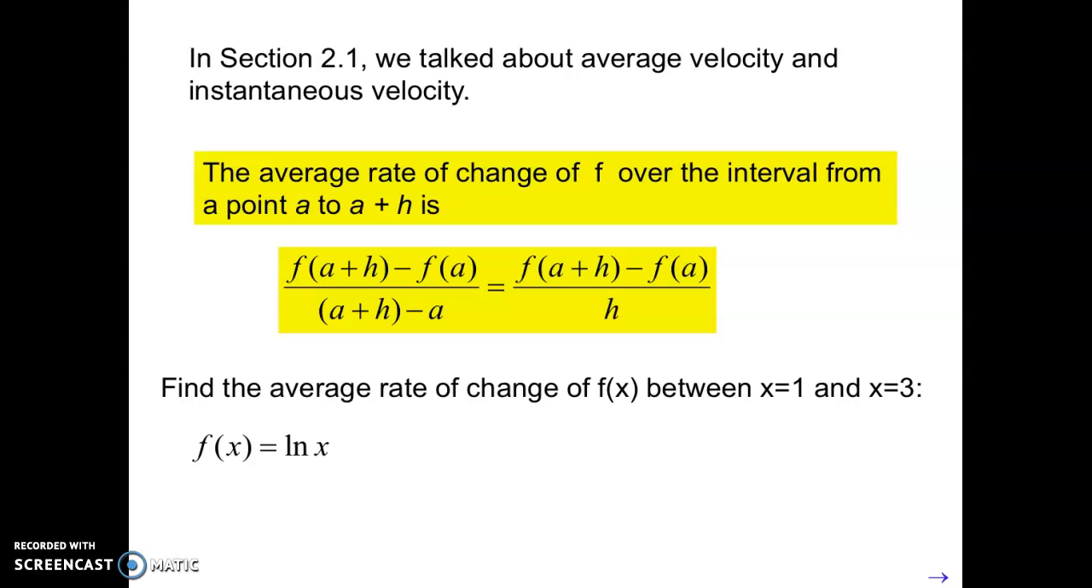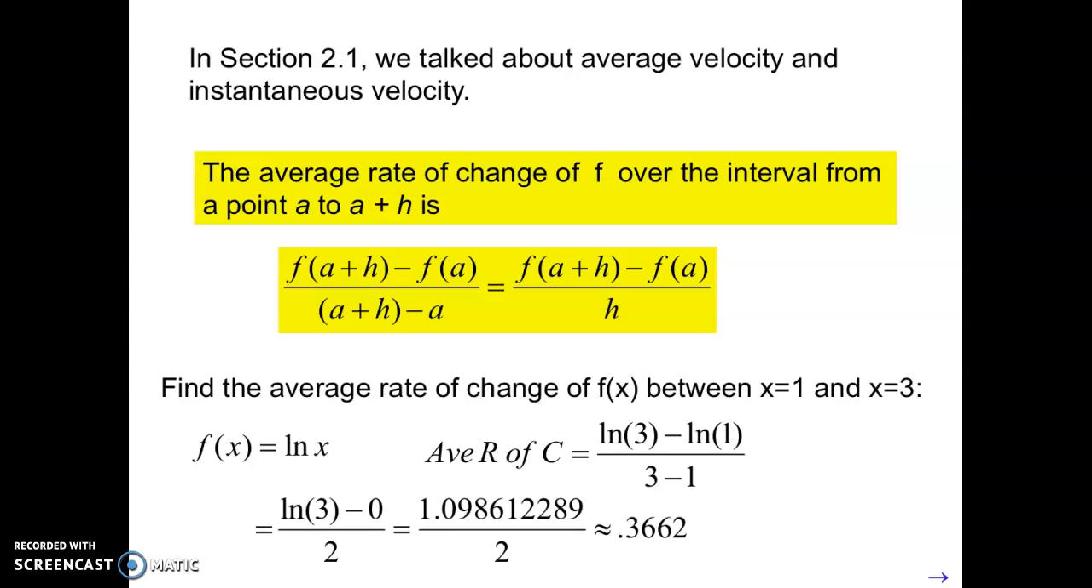So if I asked you to find the average rate of change of the function, the natural log of x, between x equals 1 and x equals 3, you would simply find the value of the function at 3, the value of the function at 1, and then divide by the difference of the input values, which is 3 minus 1, which gives us the natural log of 3 minus 0 over 2, which on a calculator or computer gives us approximately a value of 0.3662.